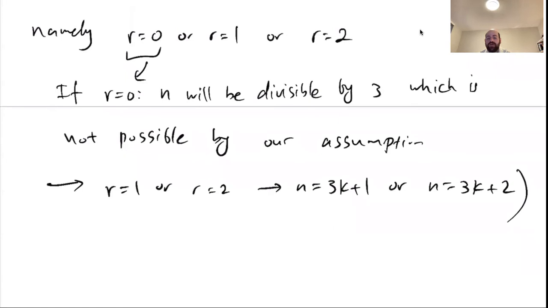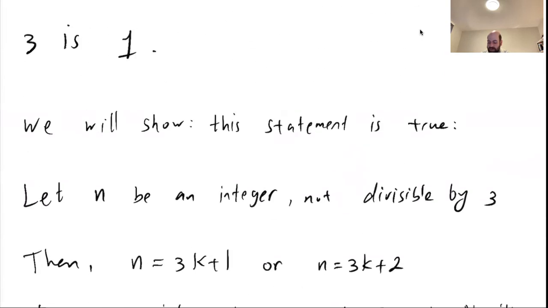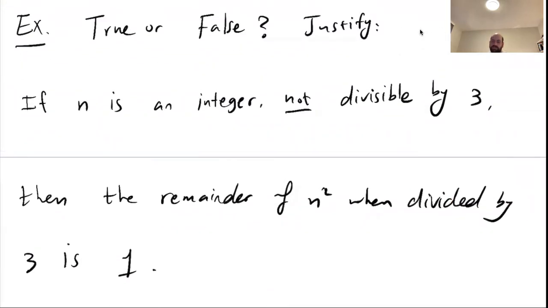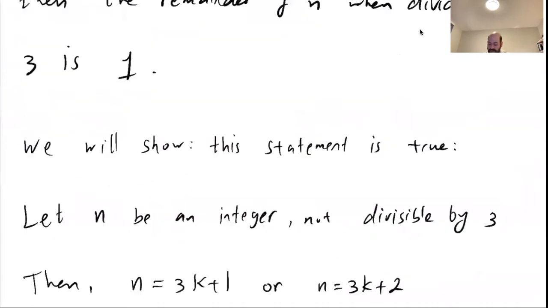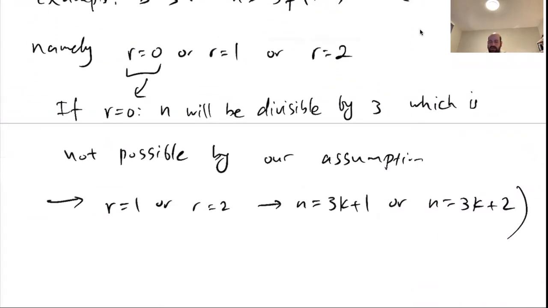Now, if r is 0, so if the remainder is 0, you learn this in elementary school or high school, that if the remainder is 0, then we call n divisible by b, or in this case 3, right? If the remainder is 0, then n is called divisible by 3. But my assumption is that n is an integer not divisible by 3. So that means r cannot be 0. So if r cannot be 0, it is either 1 or 2. So that means either n is 3k plus 1 or n is 3k plus 2.